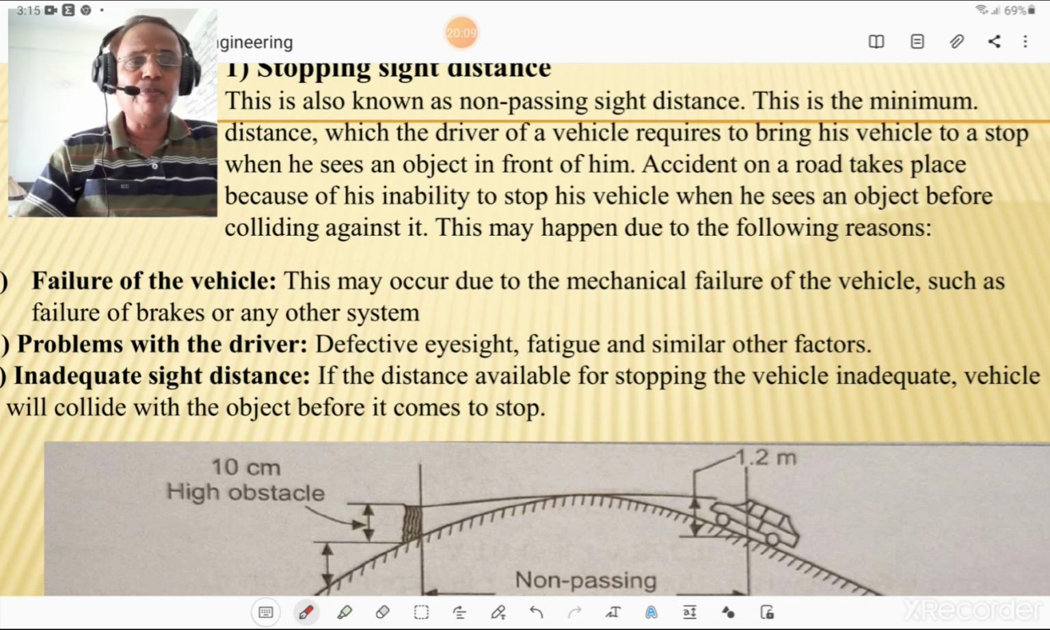This may occur due to mechanical failure of a vehicle, such as a failure of brakes or any other system. Problems with the driver, that is defective eyesight of a driver, or fatigue or similar factors, or the driver may be in a drunken state. Inadequate sight distance: if the distance available for stopping the vehicle is inadequate, the vehicle will collide with the object before it comes to a stop. These are the reasons.